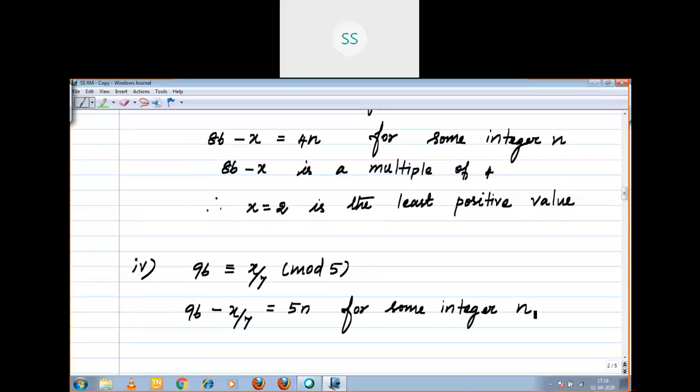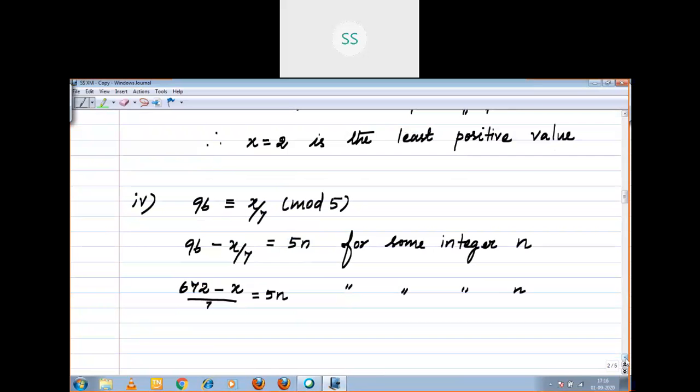Next, what can you do? Any idea, children? 96 into 5, what can you get? 672 minus x divided by 7 equal to 5n for some integer n. Got it? Now, what is the least positive value of x? Any idea?